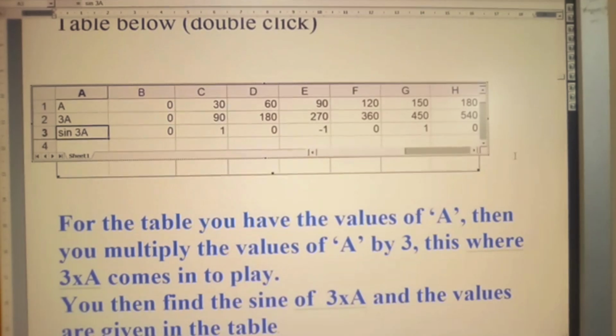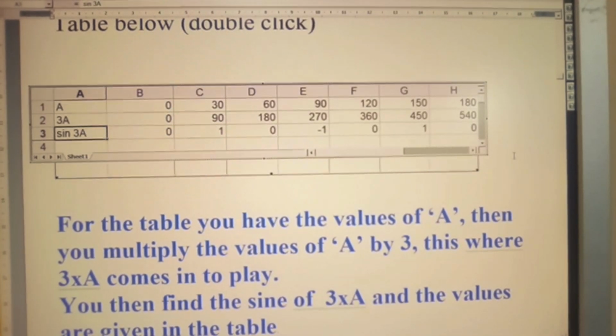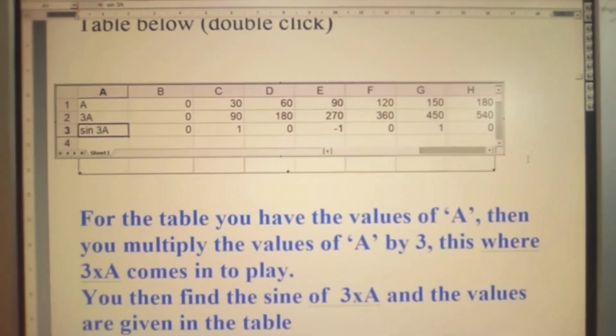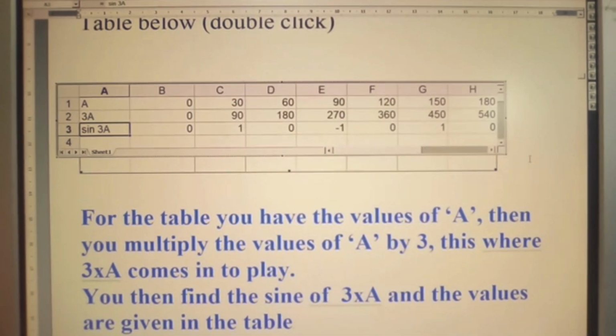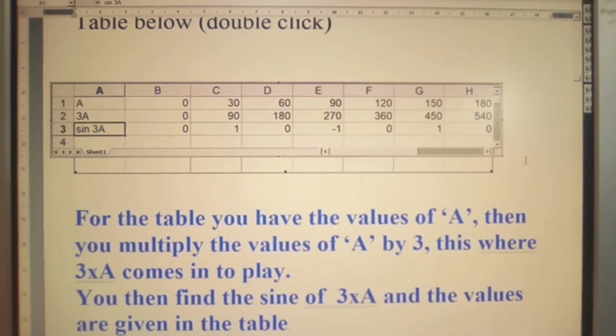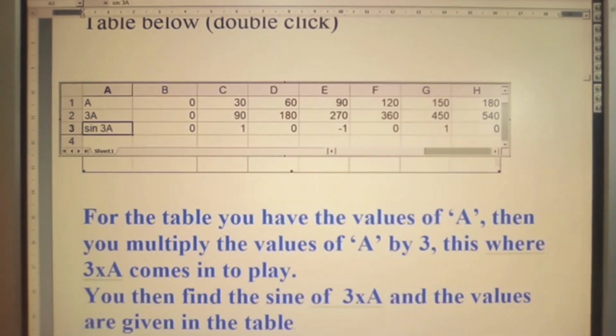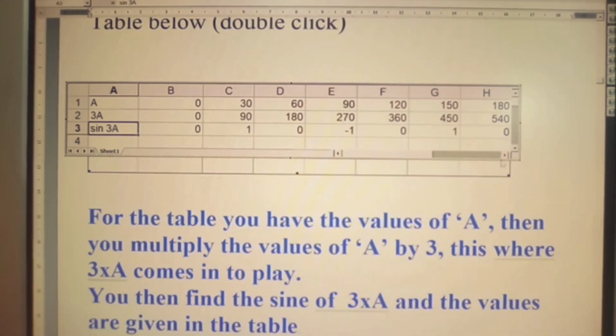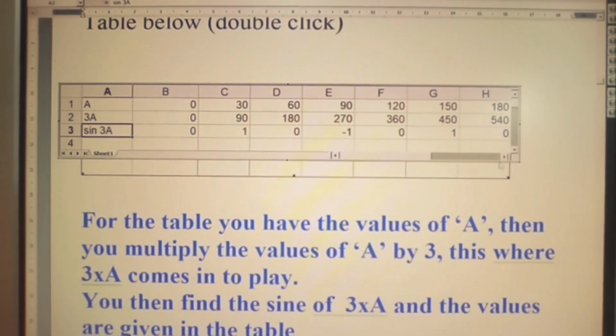Now for the table you have the values of A, then you multiply the values of A by 3. This is where 3 times A comes into play. You then find the sine of 3 times A, and the values are given in the table. Now I may be totally wrong, so make sure that you have understood the concept. Do your own groundwork and your own research. Make sure that you have looked at what your lecturer would have said. I told you, look at engineering mathematics, expand your knowledge.